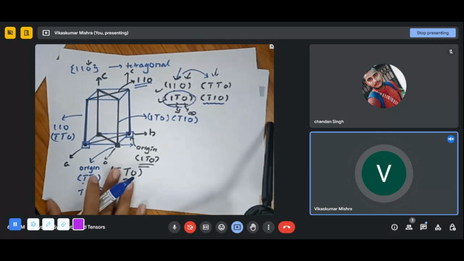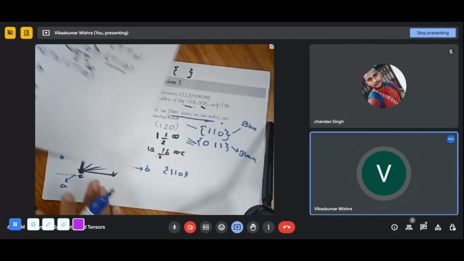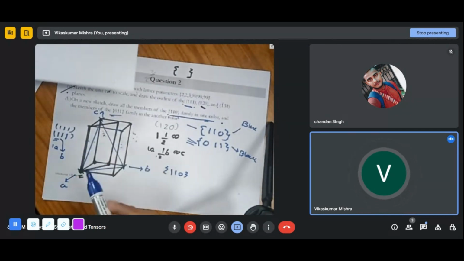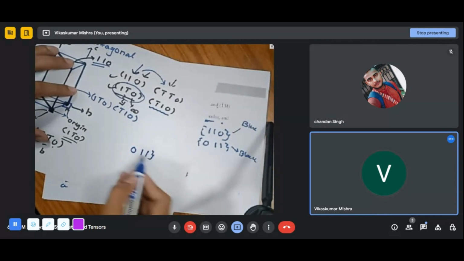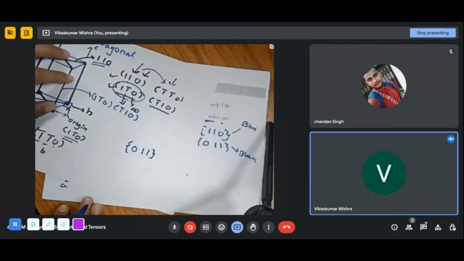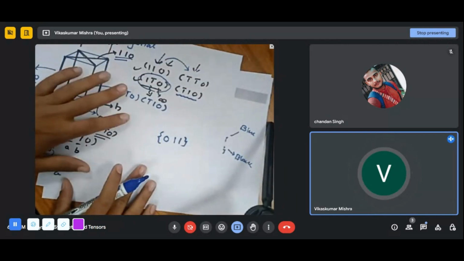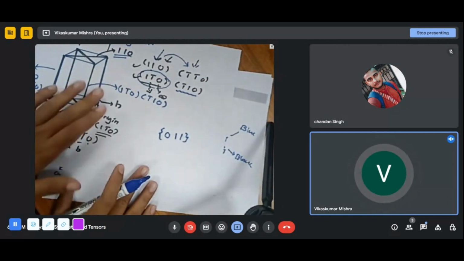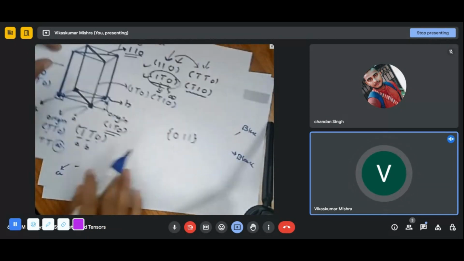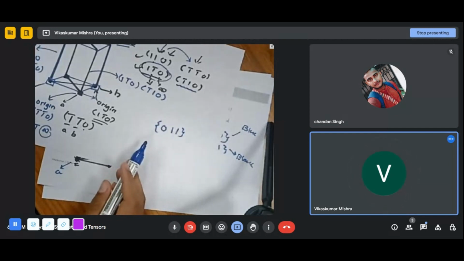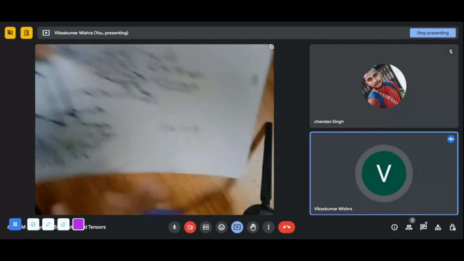In a similar manner, we can go for the second part also, that is nothing but 0 1 1. I'm leaving it to you to solve this particular case. It is exactly similar to the case which we have drawn, but before I leave it to you, let us try to work out how many planes will be associated with the 0 1 1.